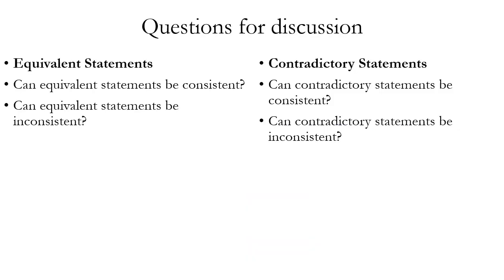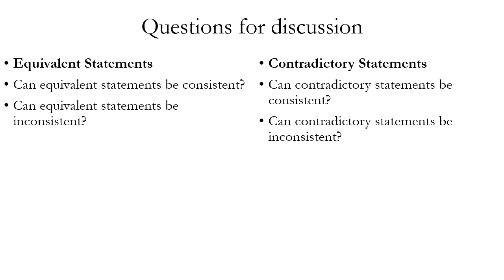Before we move on to some sample problems, let's look at some questions for discussion that will help clarify the relation between the concepts we just learned. First, a couple of questions about equivalent statements. Can equivalent statements be consistent? The answer is yes. Equivalent statements have the same truth value on every row of their truth tables. So if one of them has a truth value of t, the other one will also have a truth value of t on the same row, which would make them consistent.